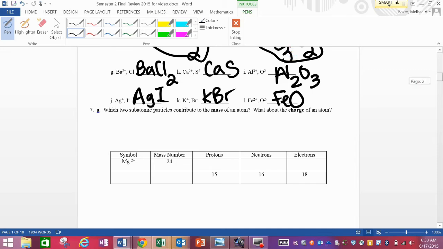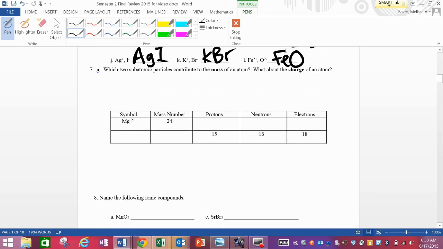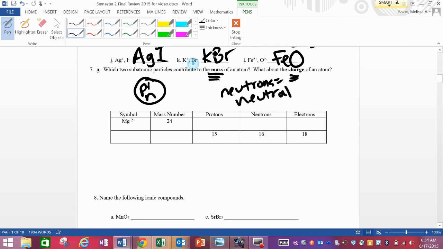Alright, number 7. Which 2 subatomic particles contribute to the mass of the atom? You may remember that only the nucleus really contributes to the mass, and the nucleus is made of protons and neutrons. So those are the only 2 things that contribute to the mass. Now, how about the charge? Well, neutrons, just like they sound, they're neutral. That means they have no charge. And you can remember P and P, protons are positive, and therefore electrons are negative.